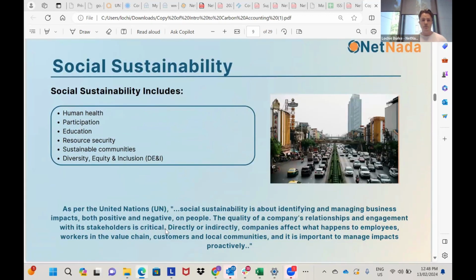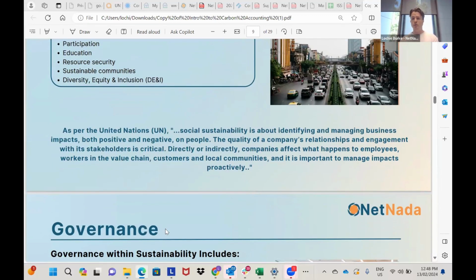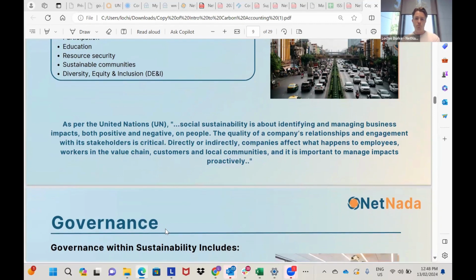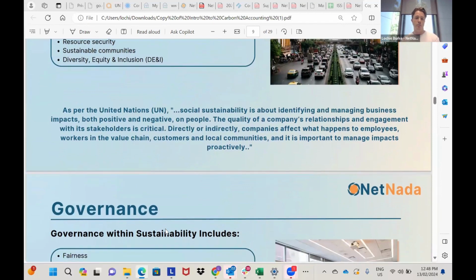From a social sustainability perspective, we want to be looking at how your people are engaged with the programs that you have, how you're treating your people, of course, and the ability to educate them and include them, to make sure that they feel valued within your organization, and also the wider impacts that you have on your community as well. And at NetNada, we can go through this with you and measure this for you. But this will be a much more qualitative process. It's of course less zeros and ones and more talking to your team and talking to the wider communities you work within.